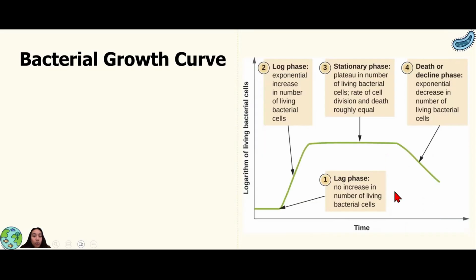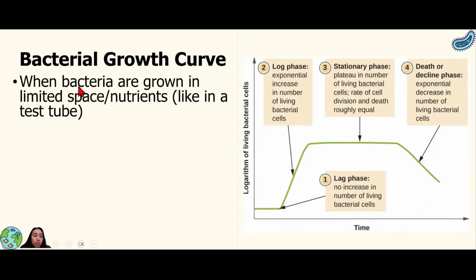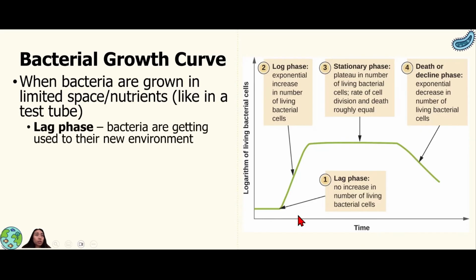Now, when we are growing bacteria in the laboratory, specifically in a test tube or a flask, some kind of container, there is limited space and limited nutrients. This is not really the case if the bacteria are living outside in the environment, but if we're growing bacteria in the laboratory, the bacteria follow this growth curve. Basically, this is the number of living cells that you have over time. In the beginning, when you introduce bacteria, for example, if you grab some bacteria and put them in a test tube, there's going to be this lag phase.